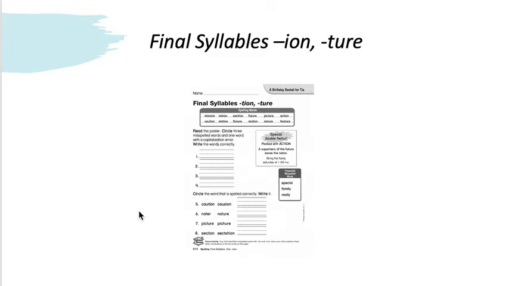On the bottom, you are going to circle the word that is spelled correctly and write it. So you have 2 choices. You're going to circle the correct one and write it.